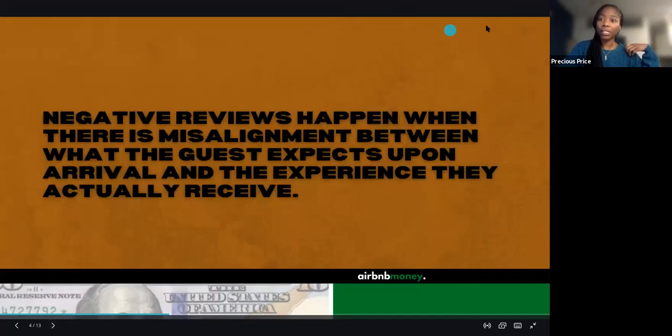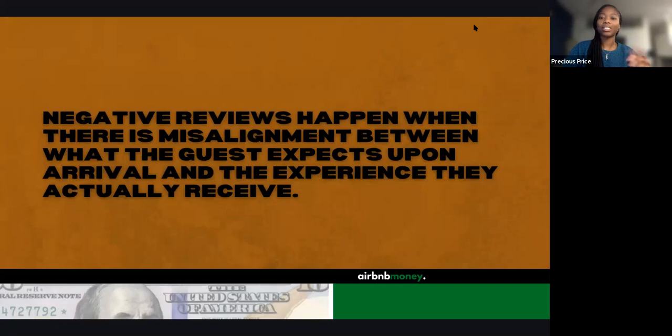So the main piece that we need to understand, right, immediately off the bat: negative reviews happen when there is a misalignment between what the guest expects upon arrival and the experience that they actually receive. Meaning I expected to walk into something, and your pictures are really bright, open, airy, it looks clean, but I get there and it looks nothing like how it looked in the pictures, or it isn't giving me the feel that the pictures gave.